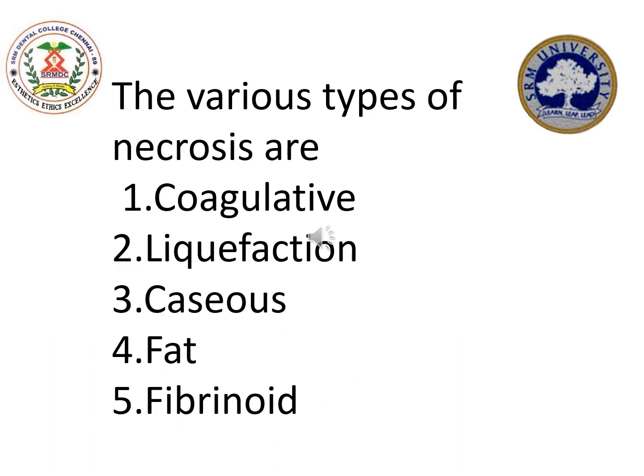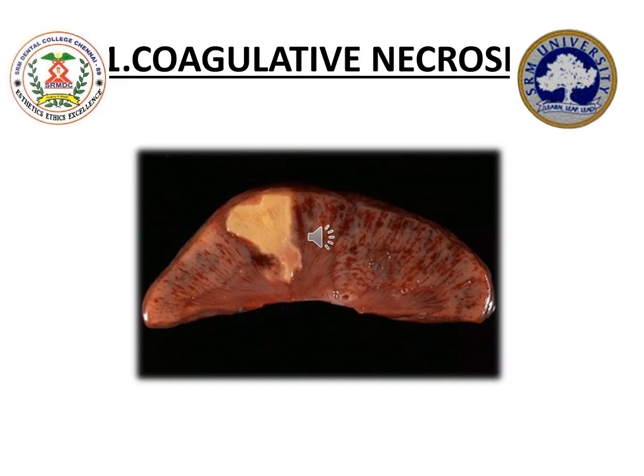There are 5 various types of necrosis: coagulative, liquefaction necrosis, caseous necrosis, fat necrosis, and fibrinoid necrosis. Let us have a brief discussion on each of them. The first type of necrosis is coagulative necrosis.